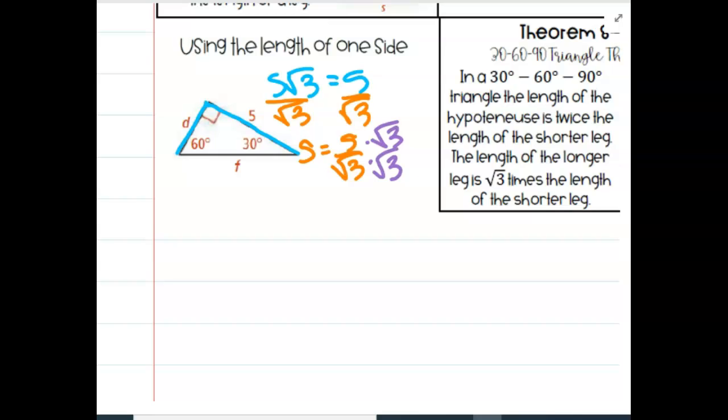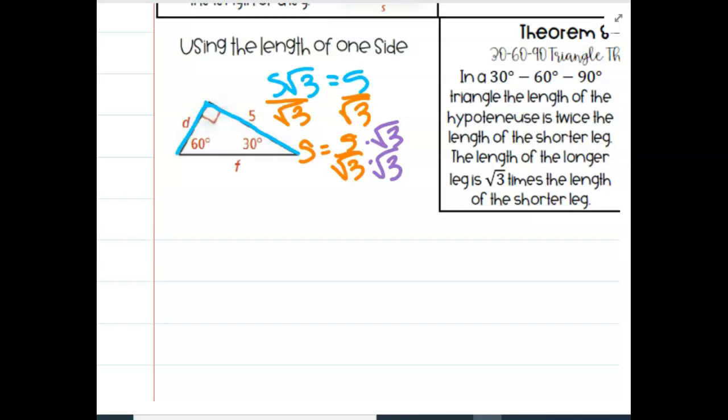Now let's talk about how to multiply radicals, because me not being a seasoned geometry teacher, I didn't realize we needed to review this. When multiplying radicals, if you have numbers that are both under the radical sign, you can multiply them together and keep them under the radical. If you have numbers that are outside the radical, you can multiply them together and keep them outside the radical.